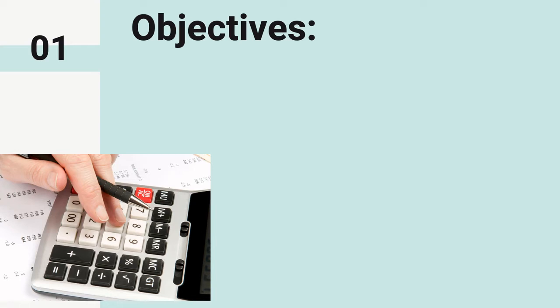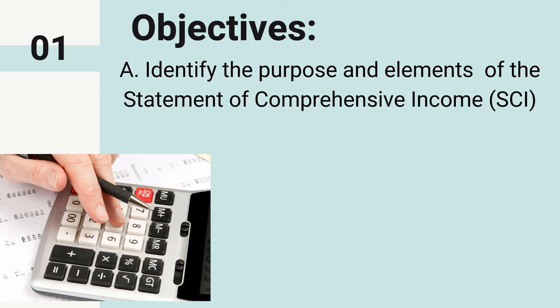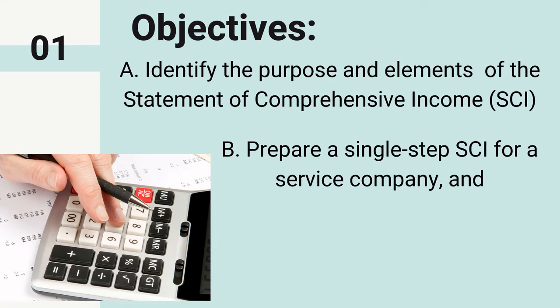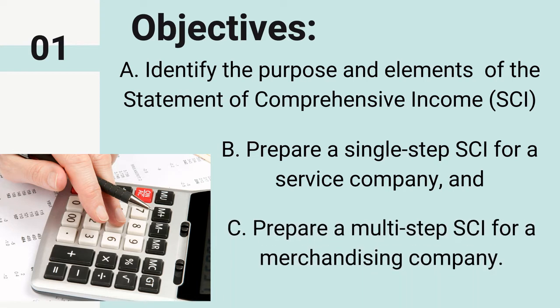At the end of the lesson, you should be able to A. Identify the purpose and elements of the statement of comprehensive income or SCI. B. Prepare a single-step SCI for a service company. And C. Prepare a multi-step SCI for a merchandising company.